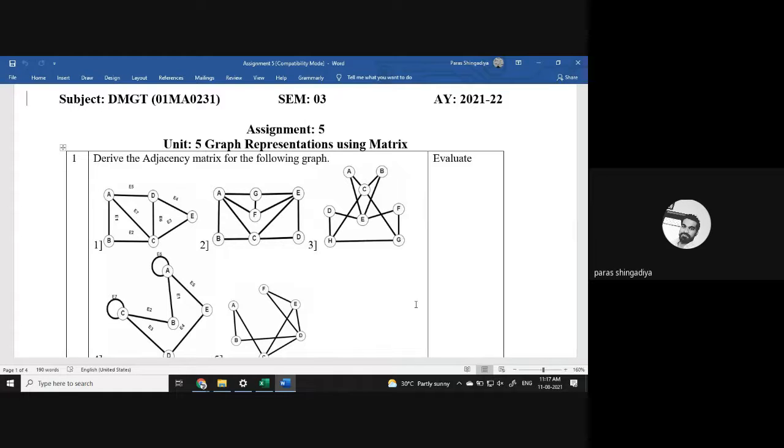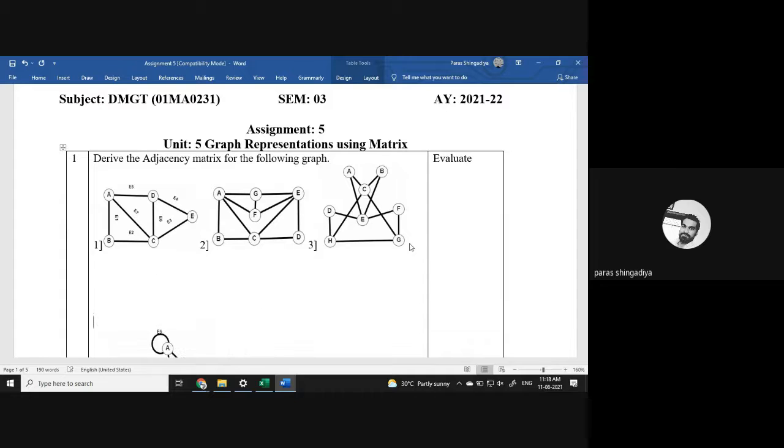Graph representation using the matrix. First question is: derive the adjacency matrix for the following graph. So 5 graphs are given here. We'll derive the matrix one by one. Adjacency matrix is given there, so we can also mention the definition here. Questions may be asked in such a way that you have to define adjacency matrix, and then derive the matrix for the following graph. Clear? So the definition is also important here.